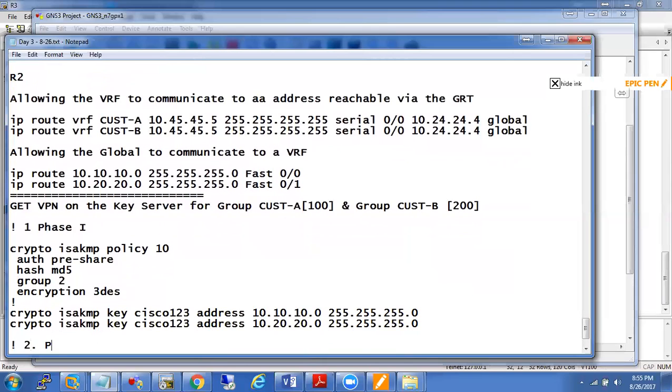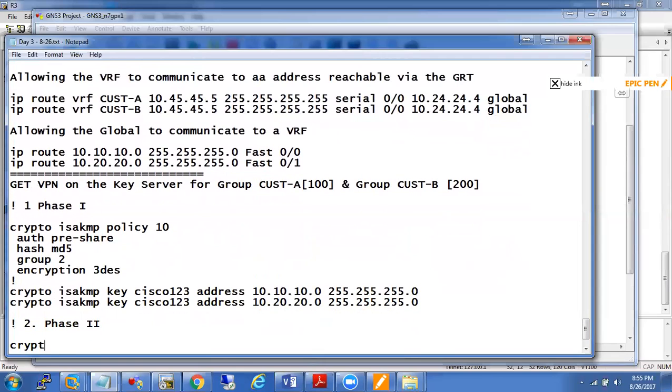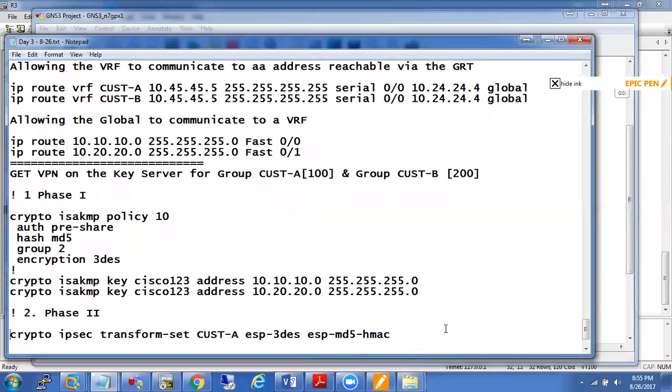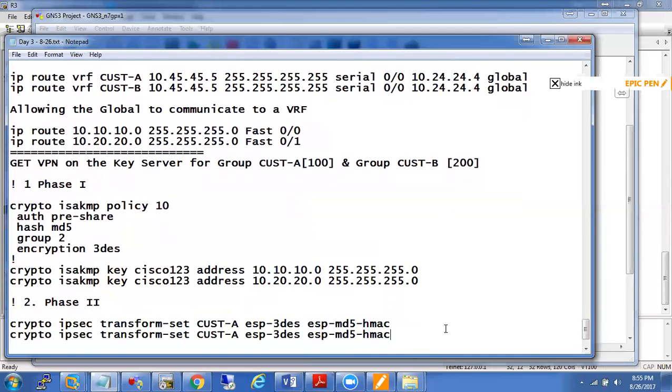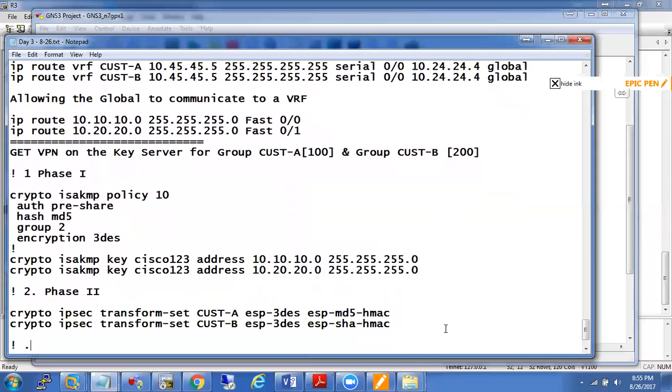Step 2, phase 2. Let's say I want to create 2 different transform sets. Let's call it set A: ESP triple DES, ESP MD5 HMAC, and I'll create another one for SHA. And this will be used by B.